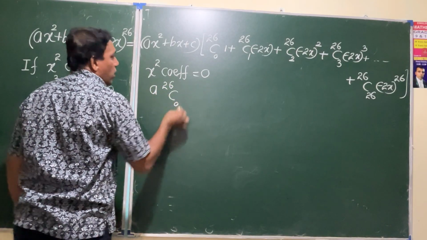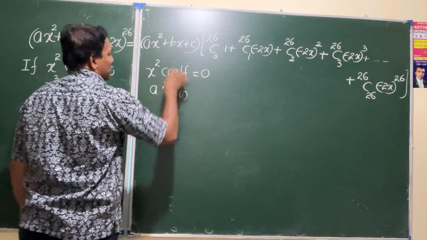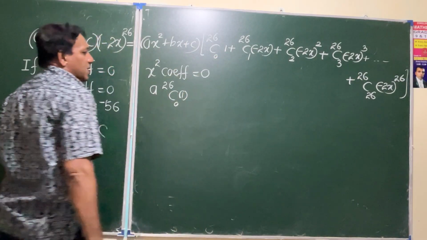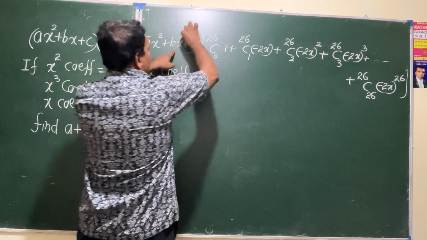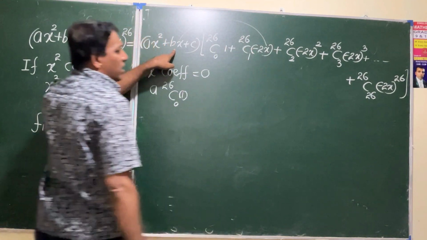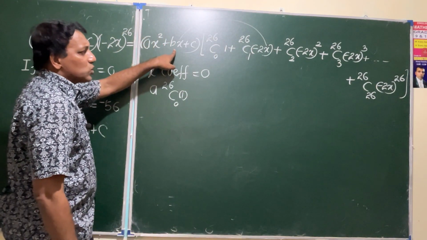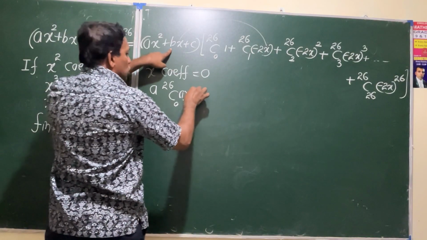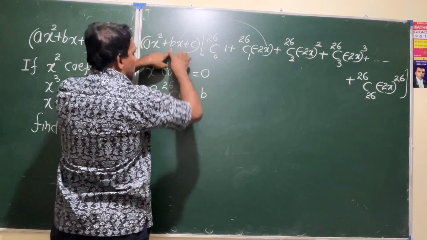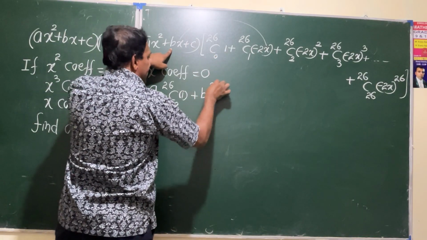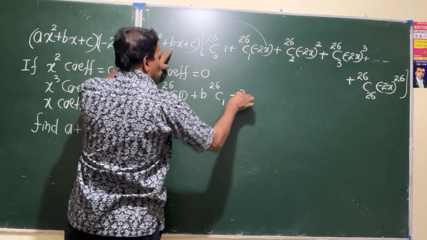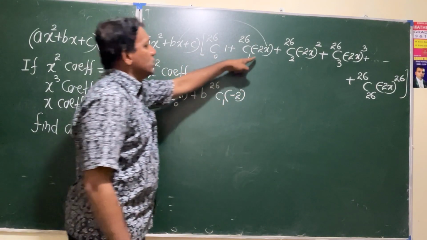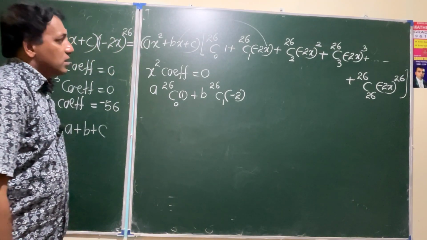26C0, right? That is 1. If I show the pattern completely, that is the x square coefficient. Are there any x squares? Yes: x into x gives x square. So the coefficient is b into 26C1, here the coefficient is minus 2, right? Is it okay? x into x, x square, yes.